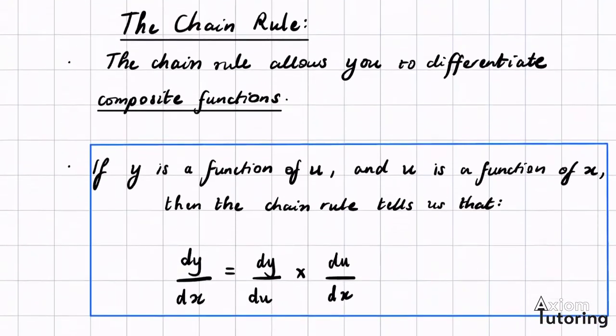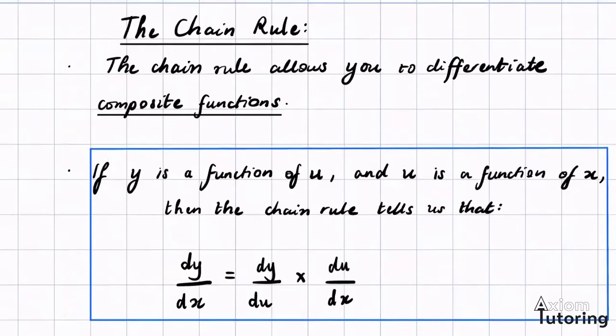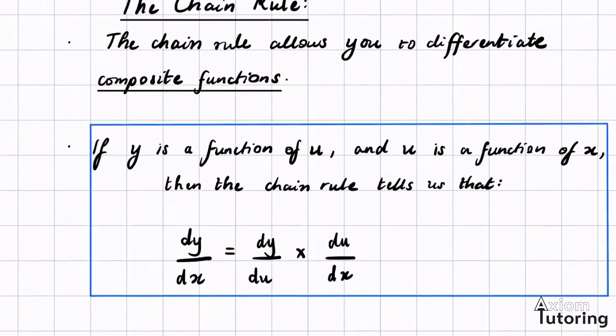So let's start with a bit of a definition and explaining what the chain rule actually is. The chain rule allows you to differentiate composite functions. So let's say we do have a function y. So y will be our composite function and y is a function of another function u. That goes back to our definition of composite functions. It's a function within a function.